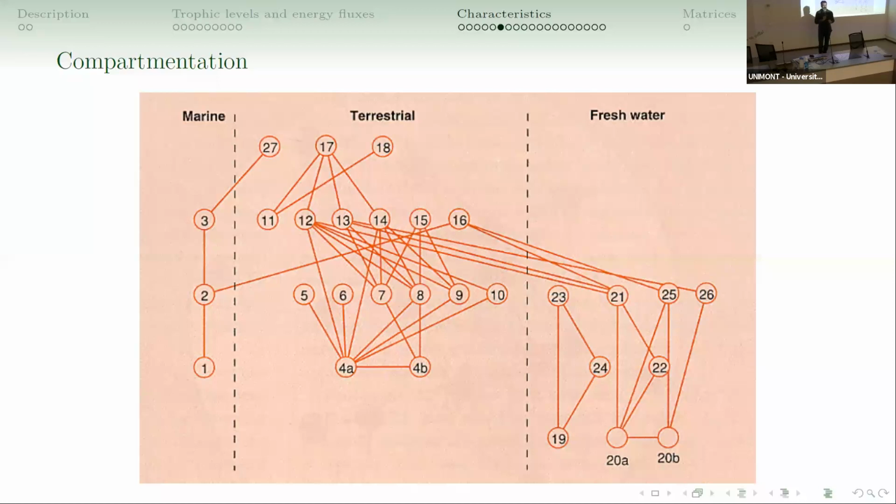What do you think? Does higher compartmentation give more stability or less stability? So if there are more compartments, is the community more stable or less stable? More compartments, more stable. But more compartments means less complexity, no?